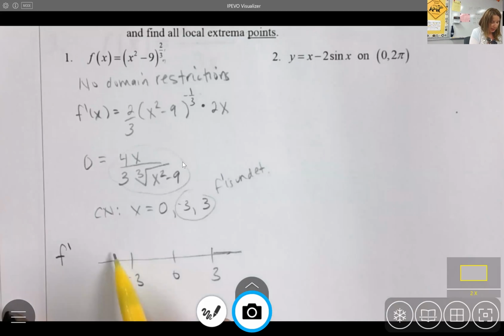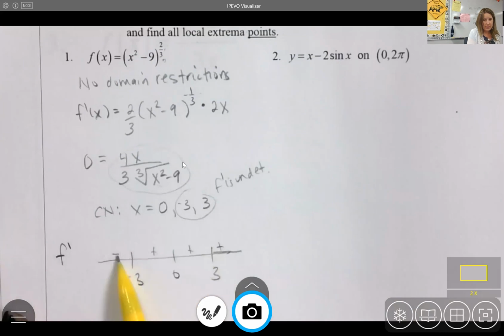I can put a minus on the left and then a plus on the right. So everything to the left of -3 is negative, and everything on the right is positive. Okay, so I took care of -3. Now I'm going to scoot over and do 0. So everything to the left is negative and everything to the right is positive.